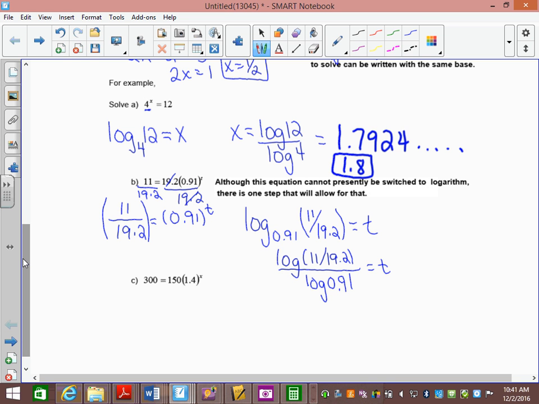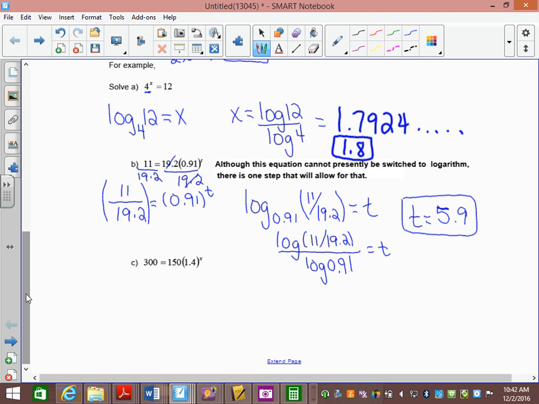What answer did we get here? T equals? Anyone? Euler? Thank you. You try C.